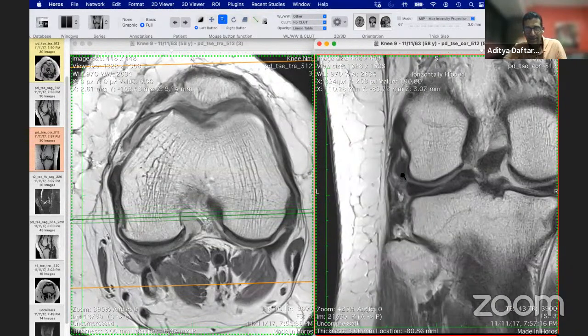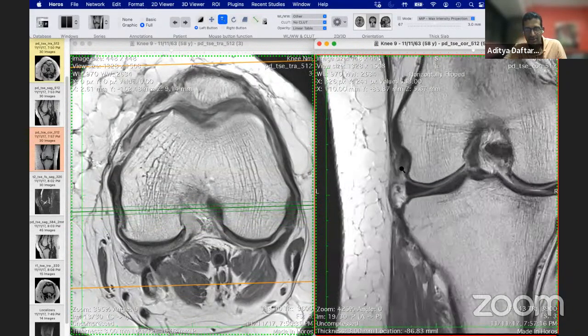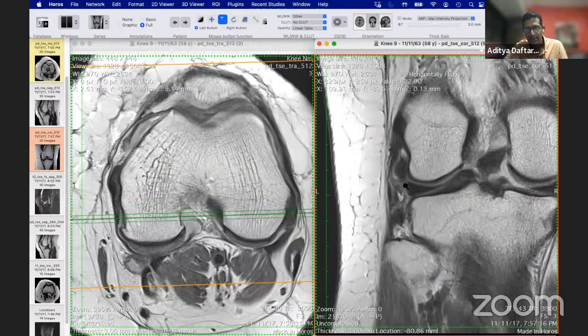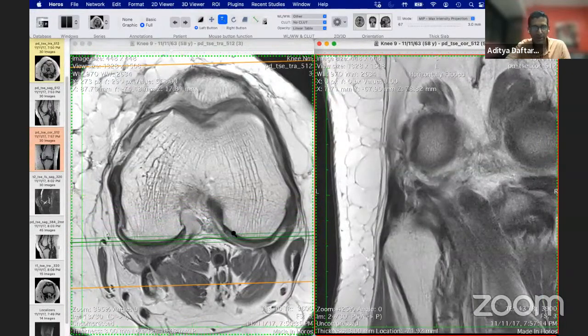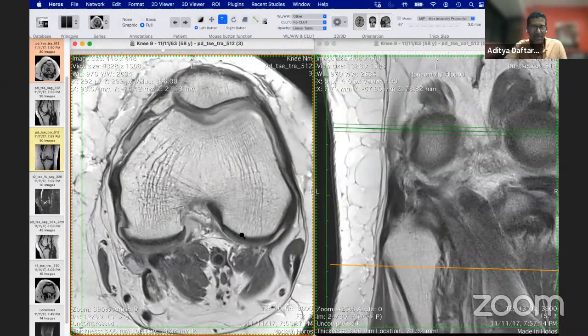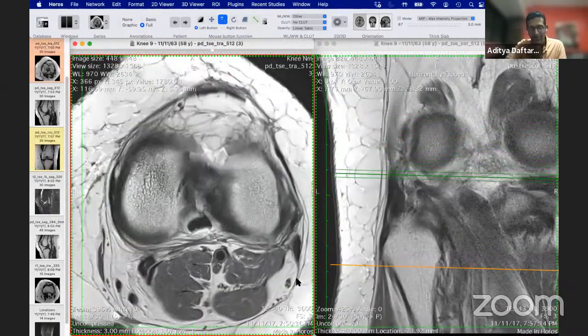And this structure back here, which curves on these coronal images, this dark structure, this curved structure here, is the popliteal groove. The structure that emanates from the popliteal groove here is the popliteus tendon. And you can see it tracking back all the way to the popliteus muscle here. So these are the primary structures of the posterolateral corner.